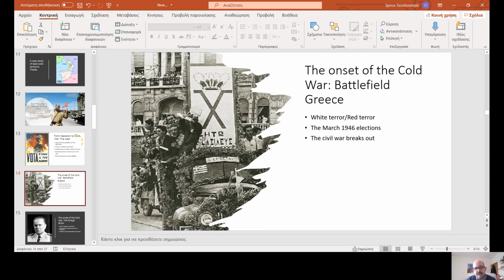And this persists up until the March 1946 elections, because in 1946, the various parties decided that we should hold elections that will decide the future of the country: if the monarchy will be reinstituted, what kind of constitution we are going to have, what kind of polity. And the communists boycott these elections, and civil war breaks out in Greece in March 1946.